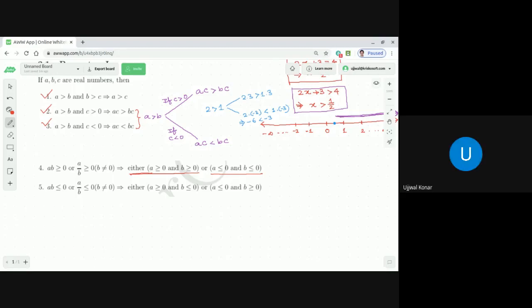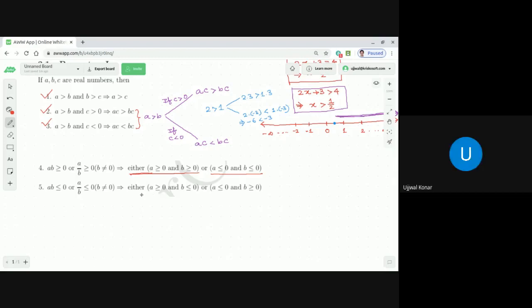Yes. It is not possible that both are positive but their product is less than or equal to 0. Yes. Both are negative, their product is less than or equal to 0. Possibility, correct? It is not possible at all. So then what you can say, either A is greater than or equal to 0 and B is less than or equal to 0.